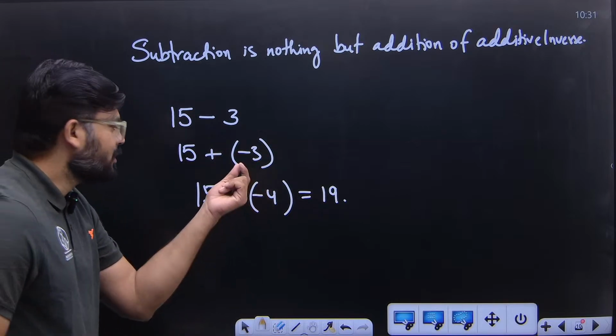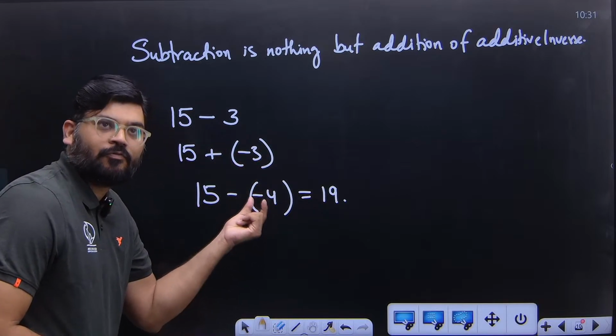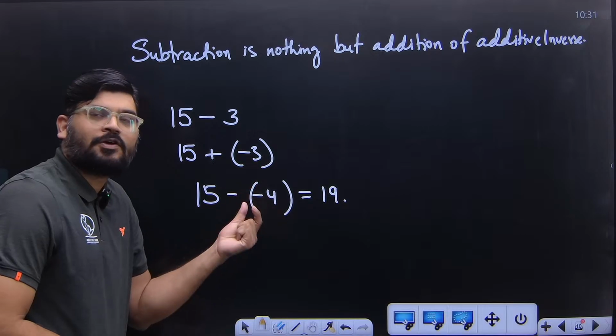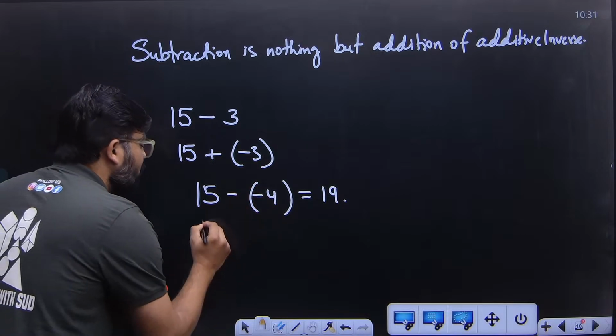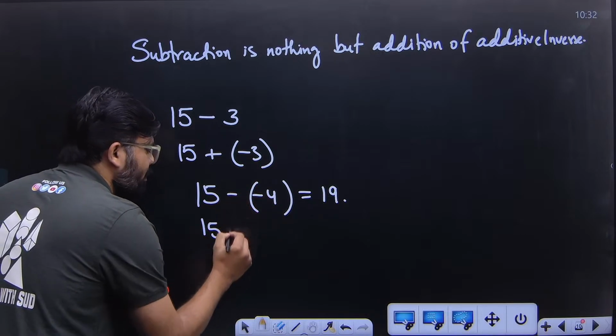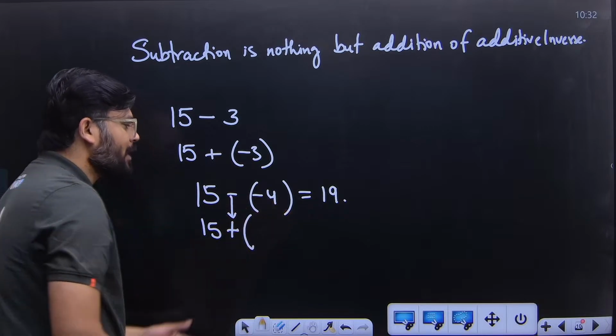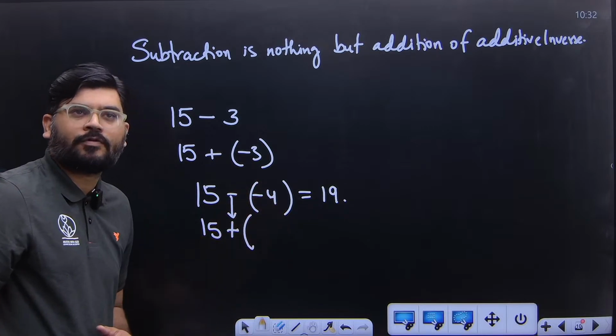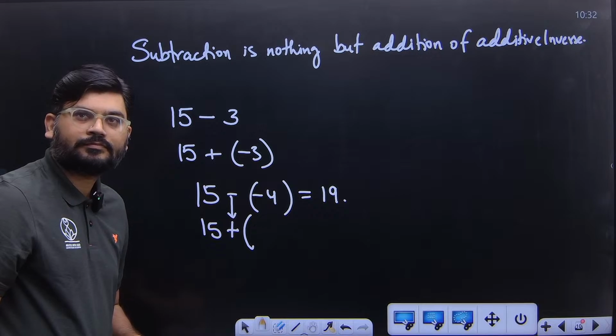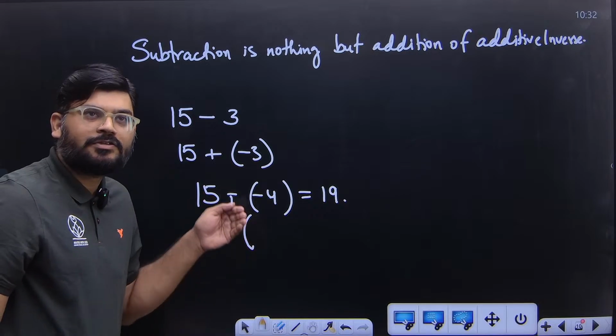So I told you subtraction is nothing but what was being subtracted? Minus 4 was subtracted. So I told you subtraction is nothing but addition. So we are adding additive inverse. Can you tell me what is the additive inverse of negative 4?